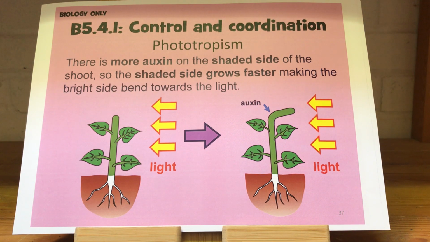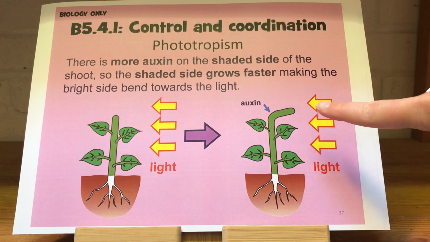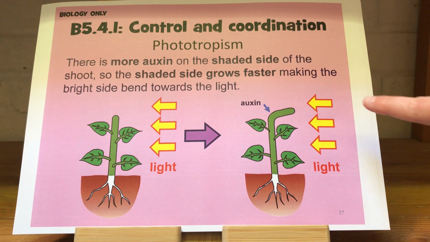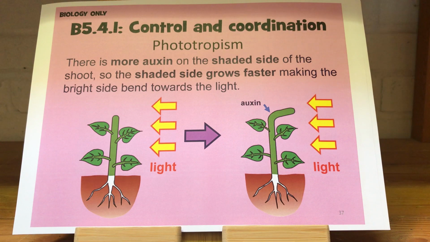So we can see here that the auxin's in the shoot and it can redistribute itself based on a response to a stimulus. And the stimulus here is light. So the light is shining from this side. The auxin has redistributed itself to build up on this side, the shaded side of the shoot. That makes those cells grow faster, so it bends towards the light, which then helps photosynthesis. So auxin in shoots speeds up the growth on the shaded side.